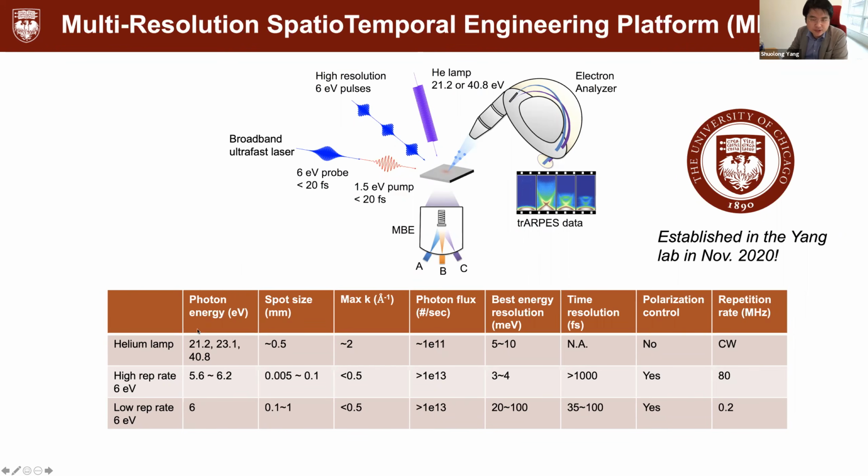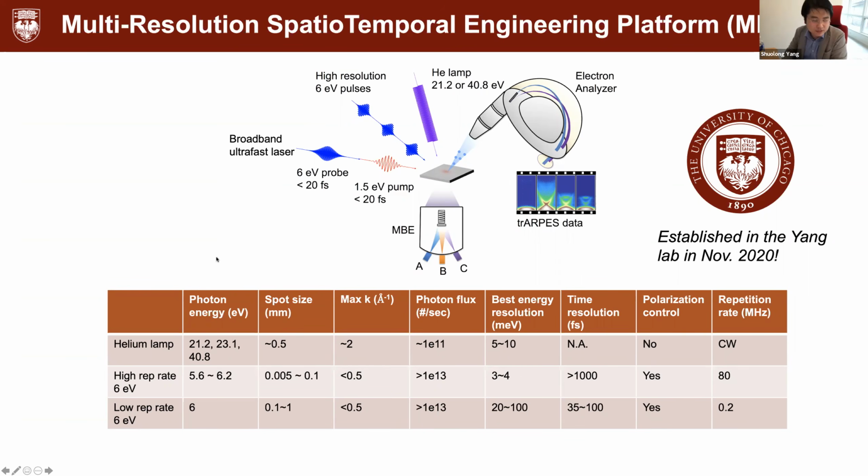The helium lamp is the most direct way to do photoemission. It gives you a quick survey, so it has high photon energies, but everything else is basically not as good. It has a really big spot size, a millimeter-size probe. It has relatively low photon flux and a relatively not so good energy resolution. It has no time resolution whatsoever. It has no polarization control, and you do not have a pulsed laser at all. So the helium lamp is great for just doing ARPES, but you don't have much tunability.